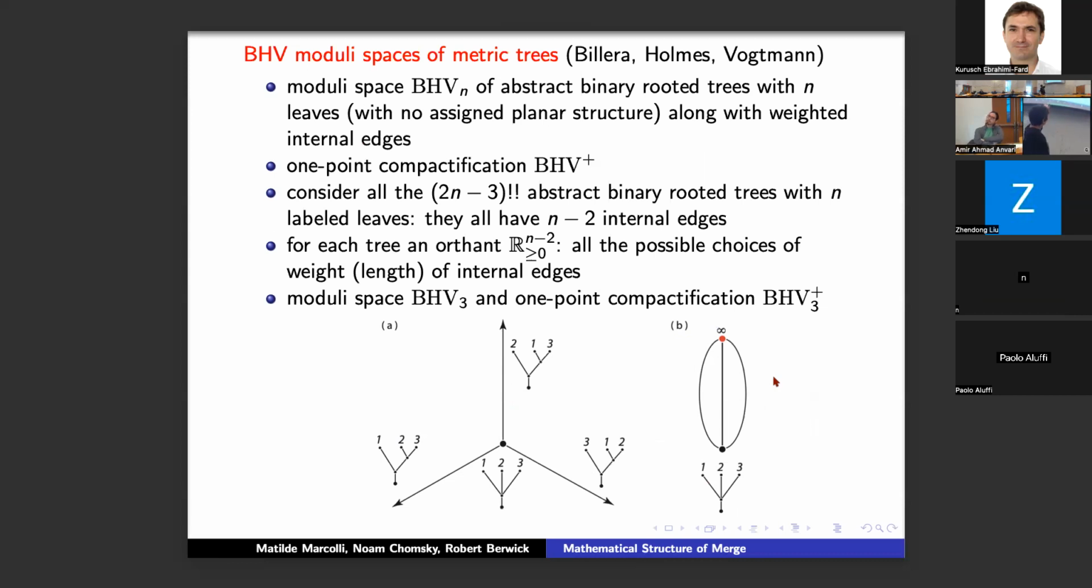So you have only three possible tree structures in the case of three leaves that are binary rooted, and they only differ by the permutation of the labels on the leaves.